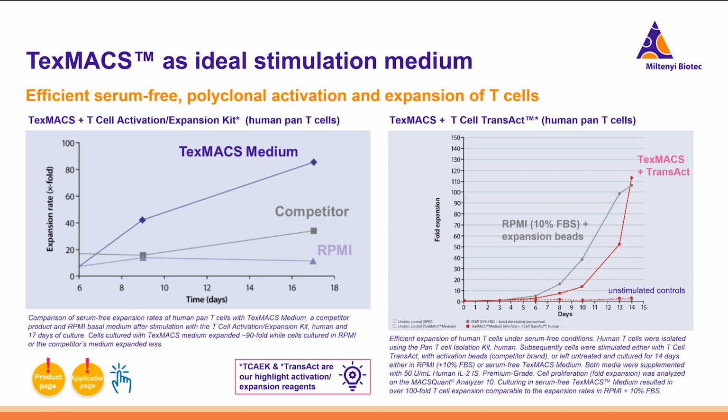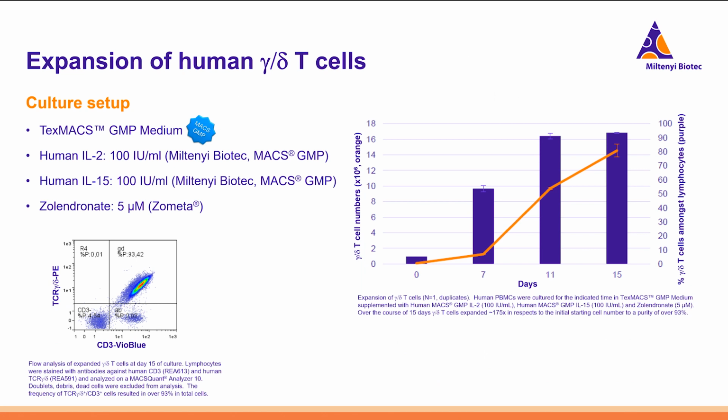On the right side, you see how efficiently TexMACS and TransAct combined work in a completely serum-free, fully translational cell culture setting. After 14 days of culture, human T cells activated with TransAct and serum-free TexMACS even outperform a competitor's classical bead-mediated T cell activation in RPMI with 10% fetal bovine serum, being thereby more reproducible, convenient, and of course translational. A highlight application is hereby the activation and expansion of human gamma delta T cells with our TexMACS medium as well as our cytokines.